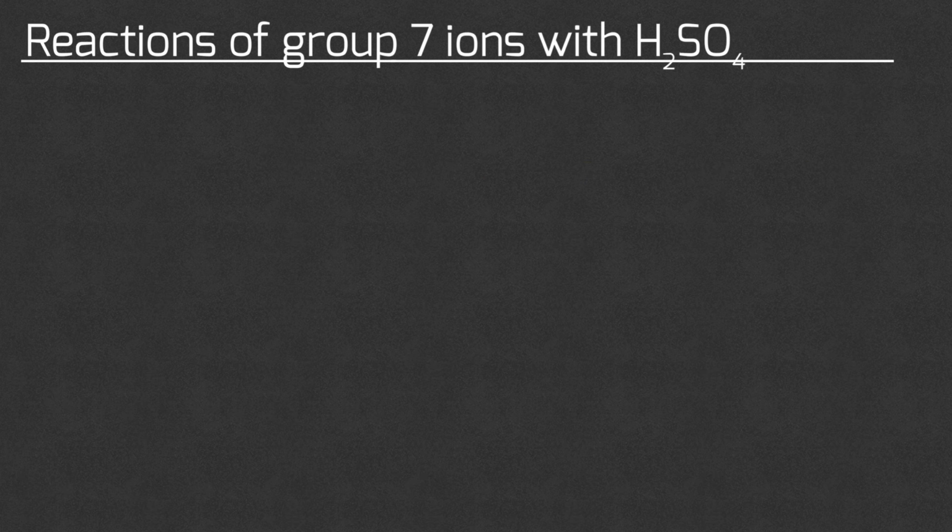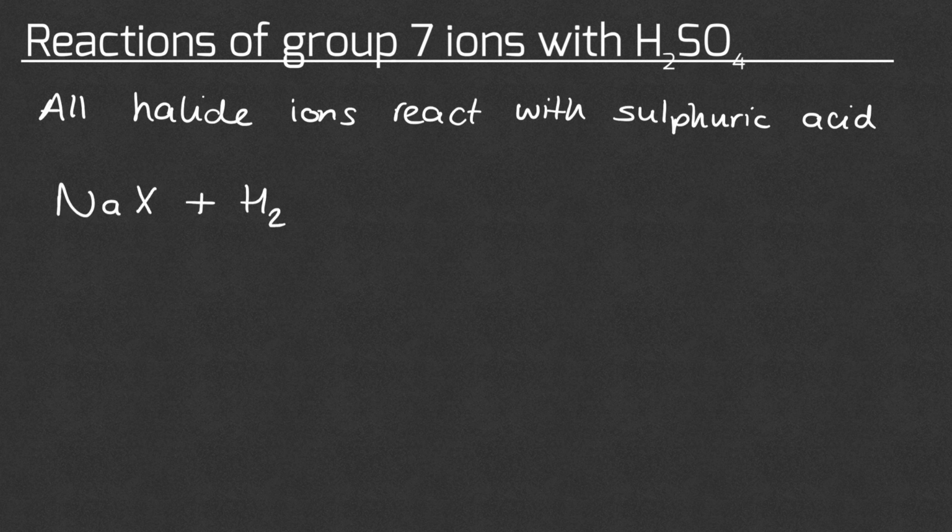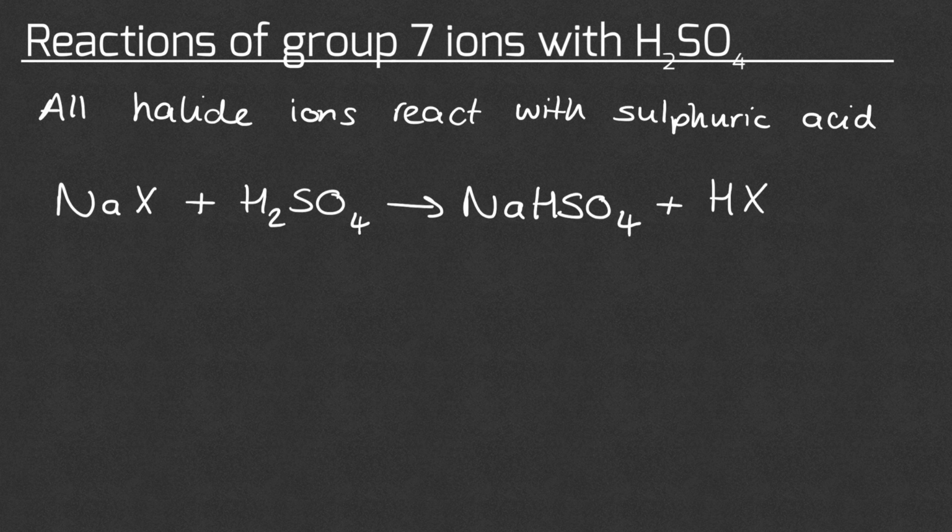We're now going to look at the various reactions of group 7 ions with sulphuric acid, and their ability to reduce things is really important here. So all of the halide ions will do the same basic reaction with sulphuric acid. This is the general formula for that reaction. So sodium halide salt will react with sulphuric acid to produce sodium hydrogen sulfate and the HX molecule. Again, remember that X represents a halogen ion.